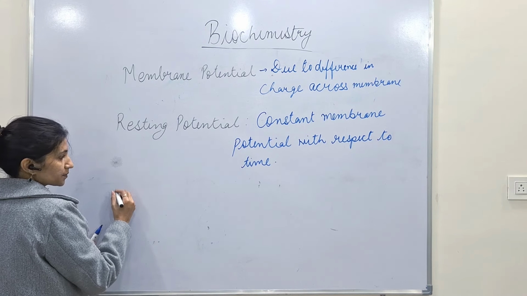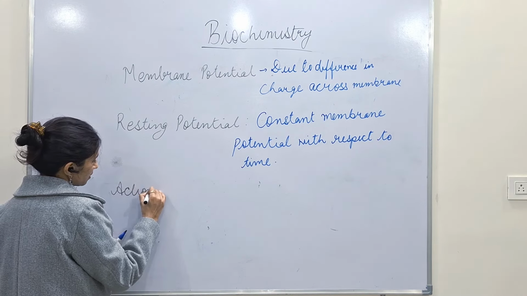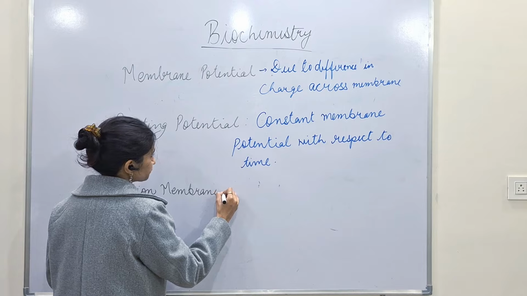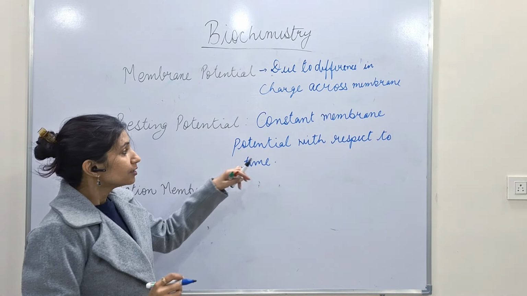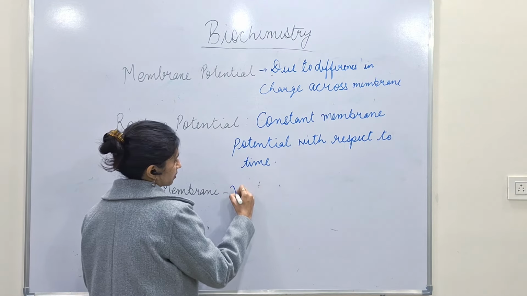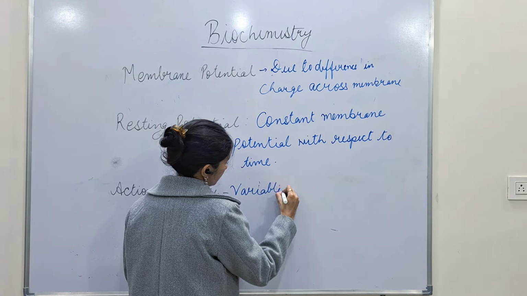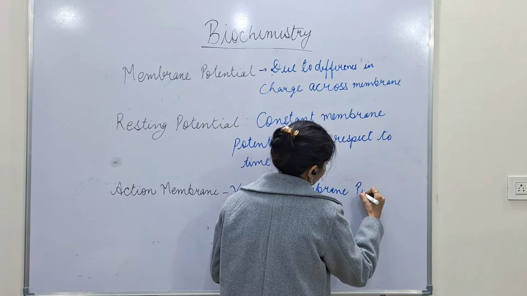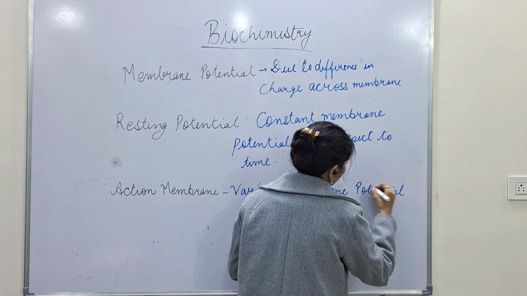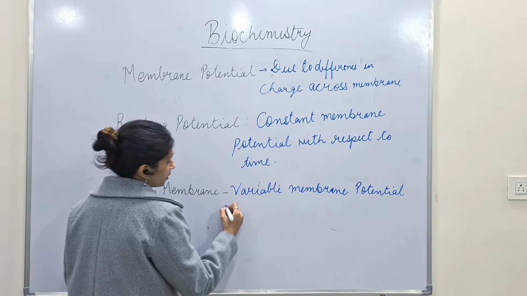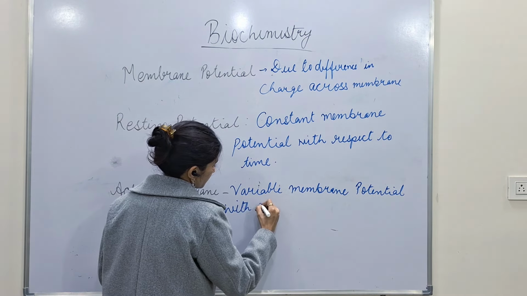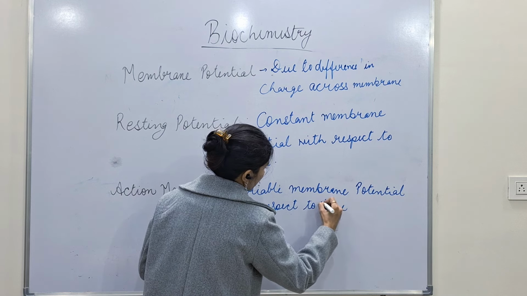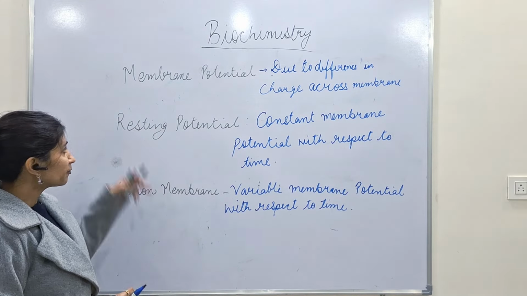Another type of potential that comes across is the action potential. This happens when there is a variable membrane potential, a variable membrane potential with respect to time.